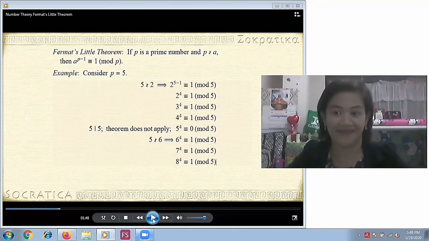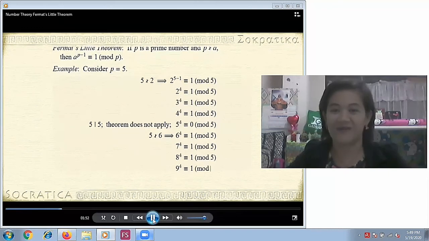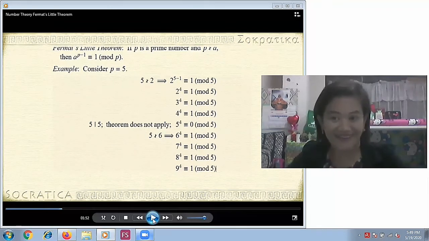How about 9? 5 does not divide 9. So that is congruent to what? Okay, very good. 9 to the 4th is congruent to 1 mod 5. How about the next number? 10.